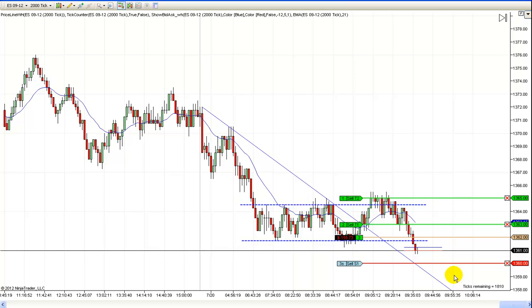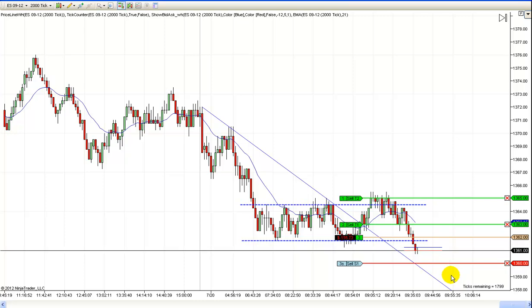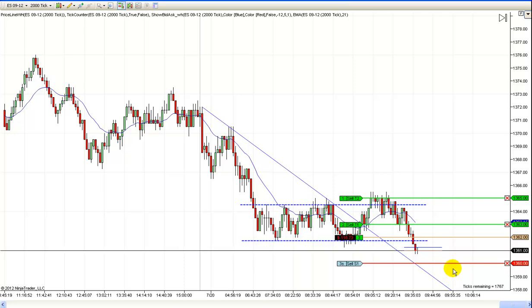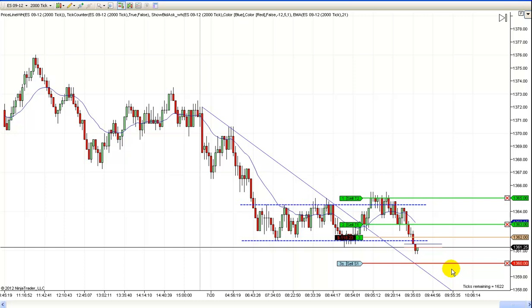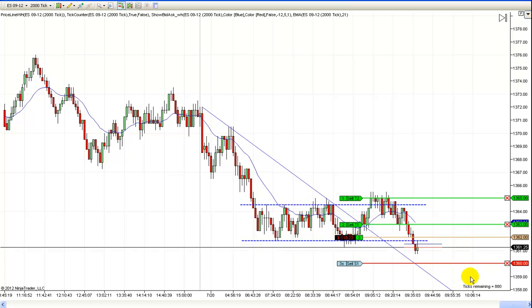We went a little lower than I like, but I don't see any reason to exit this trade yet. Again, we're only going to give it 2 points. If we're wrong 2 points, we're wrong. We did get through the support area, but that's not uncommon.